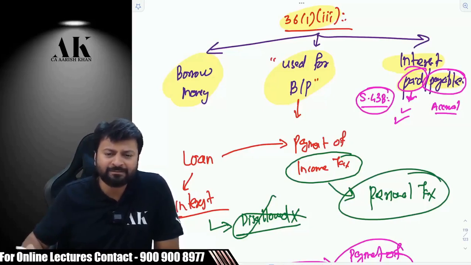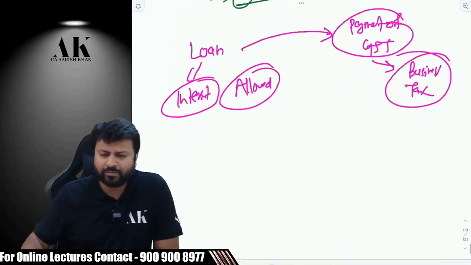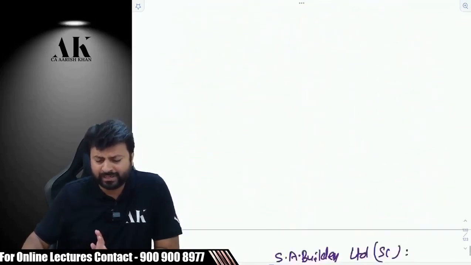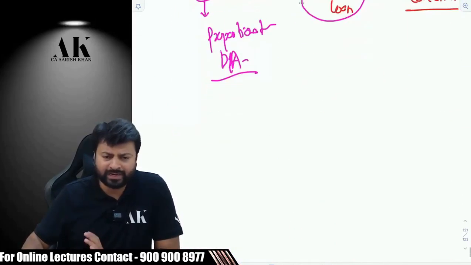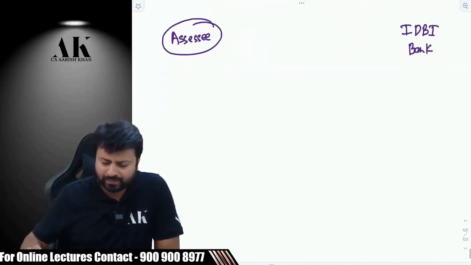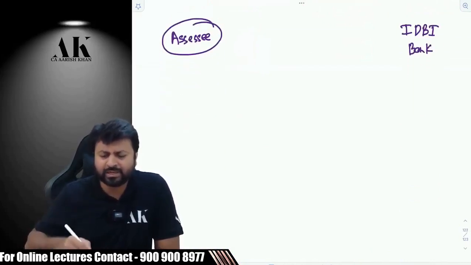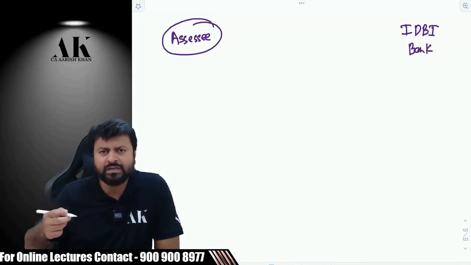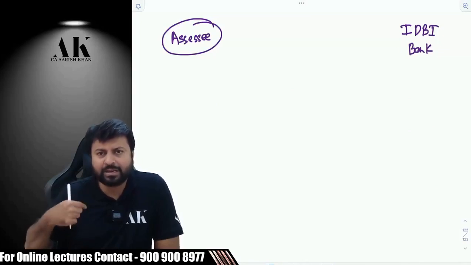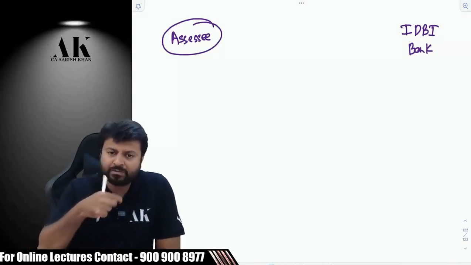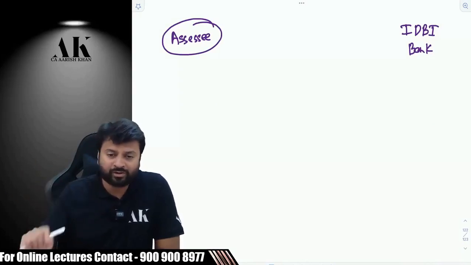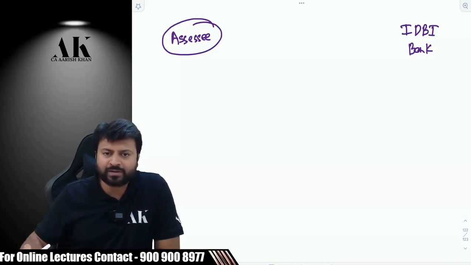Is it clear? For more information, we'll talk about this in detail in the chapter of 43B. Right now, I'm not speaking much about it. 43B is a separate discussion in itself, and it's a very important discussion from the perspective of PGBP computation, and also from the perspective of tax audit reporting clause. Because if you go to the tax audit report, you will get multiple clauses with respect to 43B. You have to check all the implications of 43B in your tax audit.